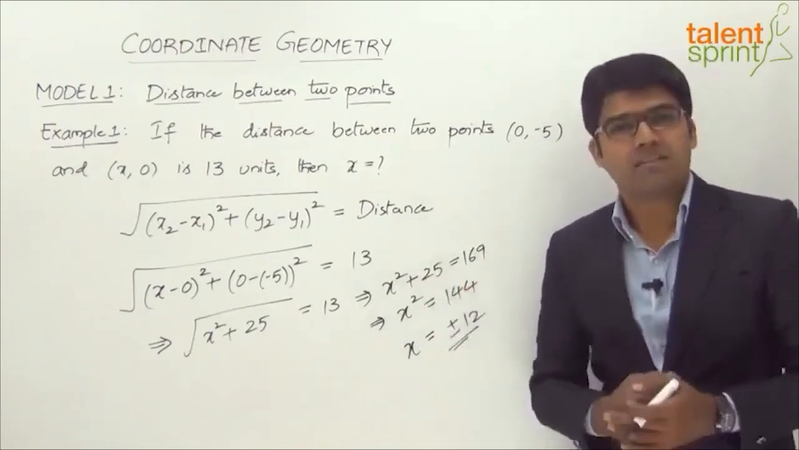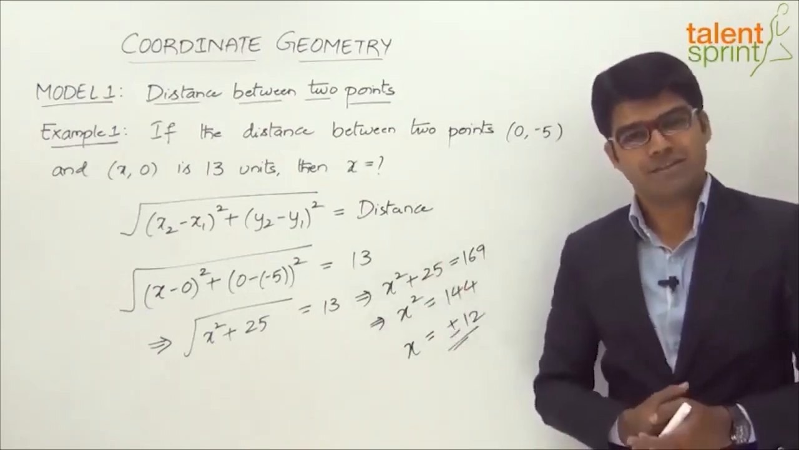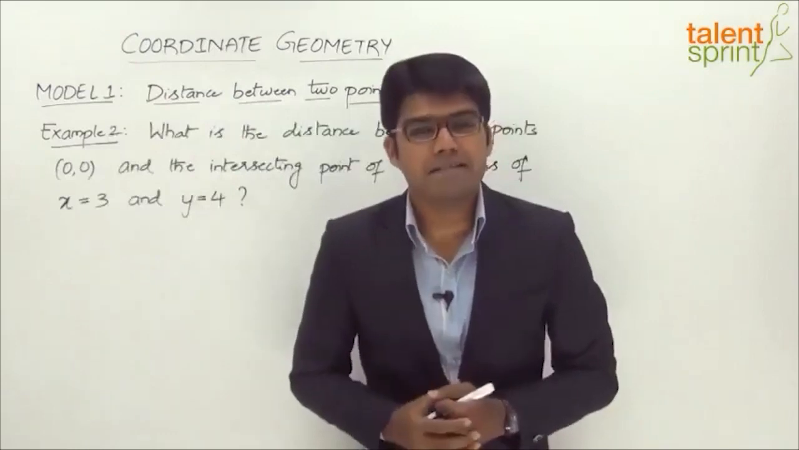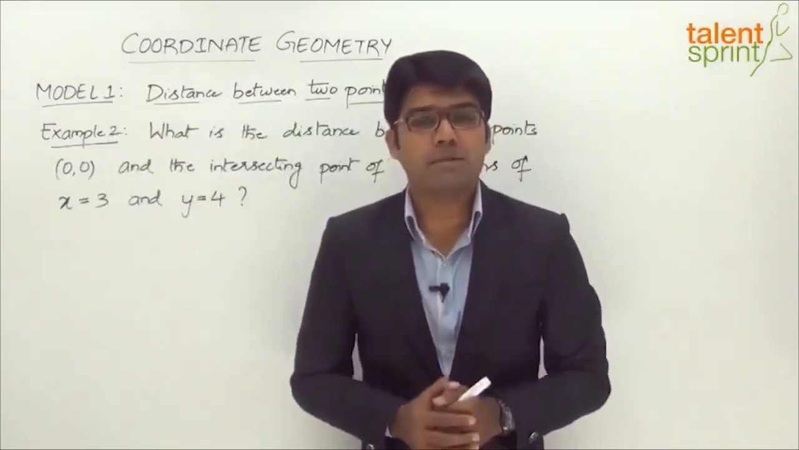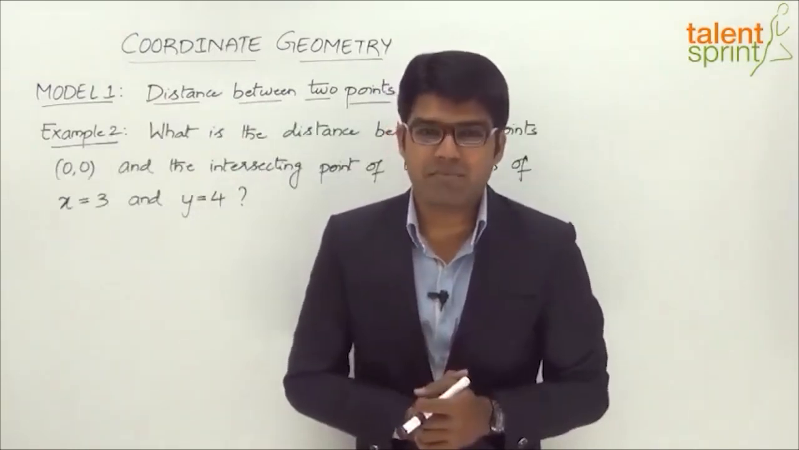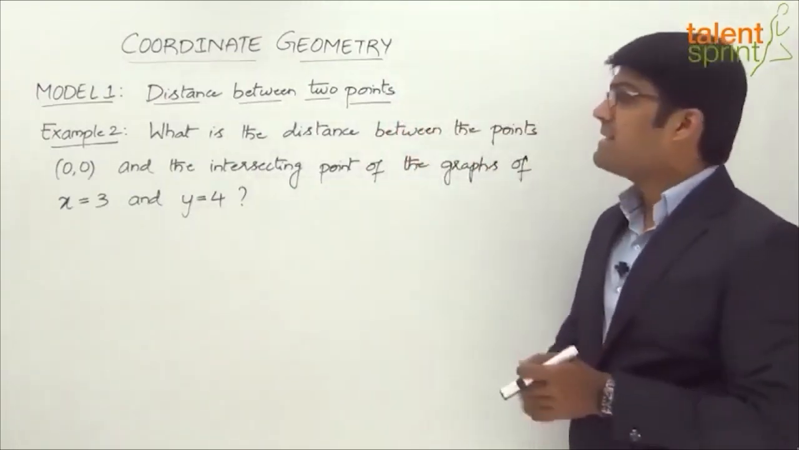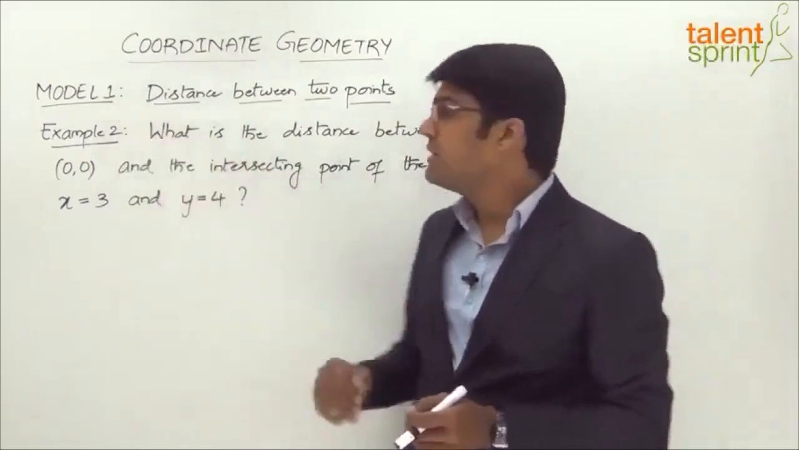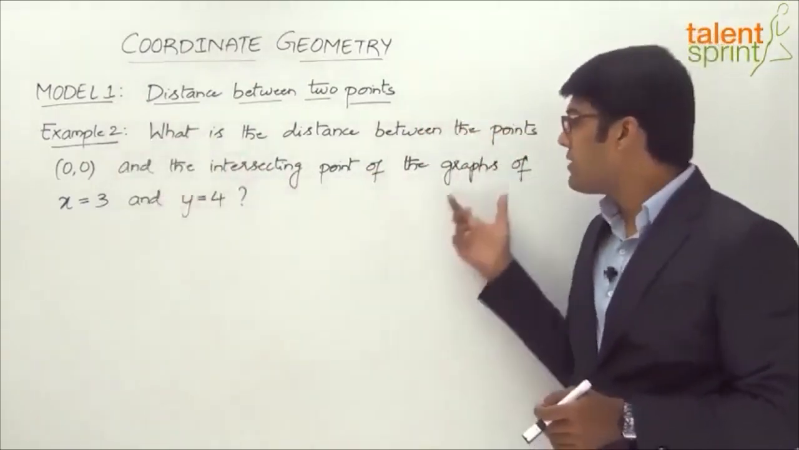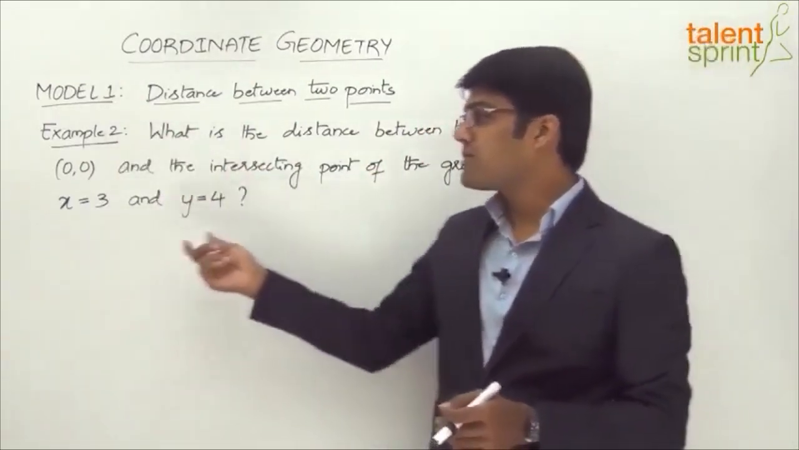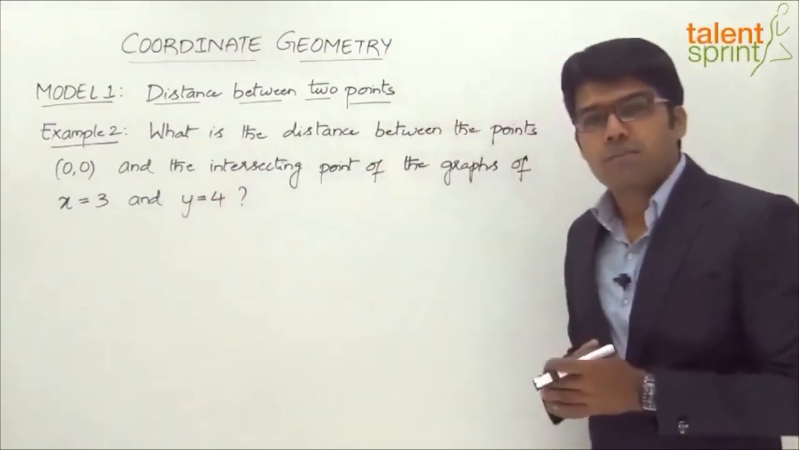So a very simple application of the distance between 2 points. And this is one of the earlier SSC CHSL exam questions. Let us now look at the second example from model 1, which also happens to be an earlier SSC CHSL exam question. It says, what is the distance between the points (0, 0), that is the origin, and the intersecting point of the graphs of x equals 3 and y equals 4.